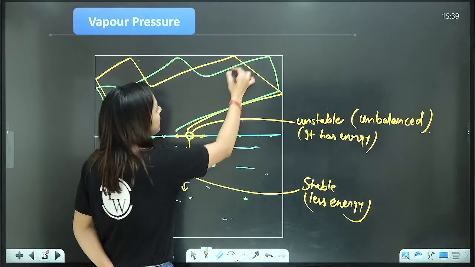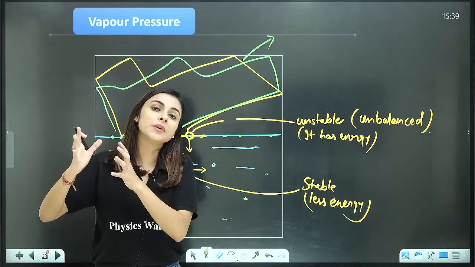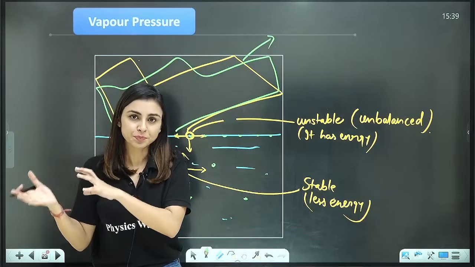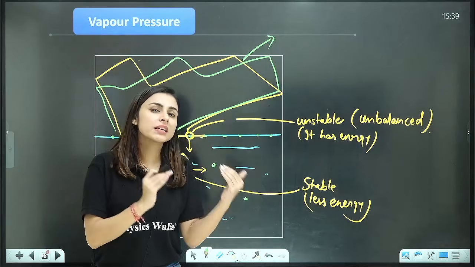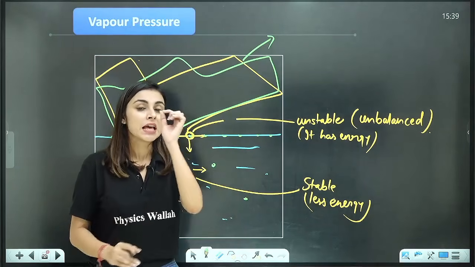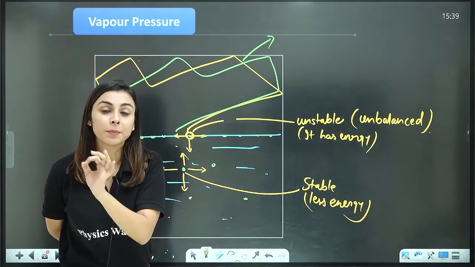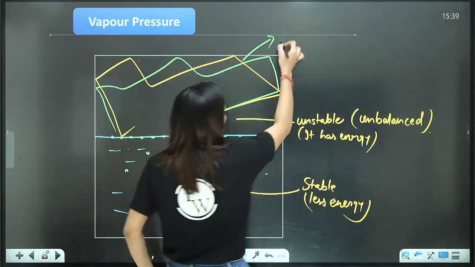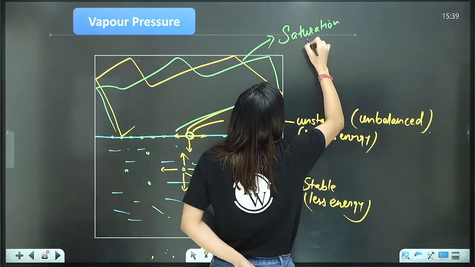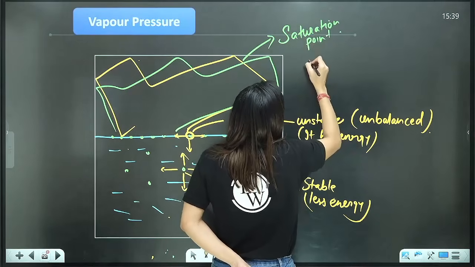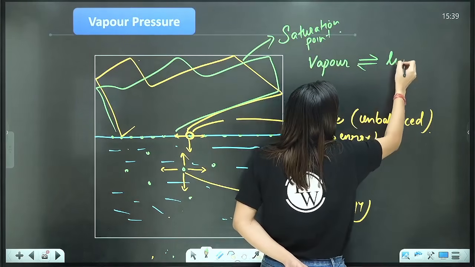So this particular part would be known as, when there is an equilibrium, that is, when an equal number of molecules are getting converted into the vapor phase and an equal number of molecules are getting converted into the liquid phase, that particular state would be known as a saturated vapor or saturation point. Okay? That would be known as a saturation point, when there is an equilibrium between the vapor and the liquid phase.